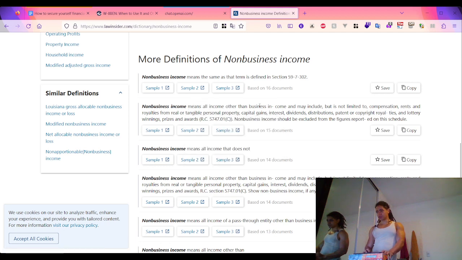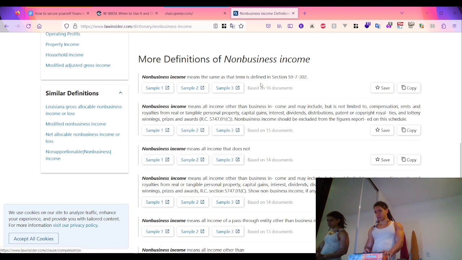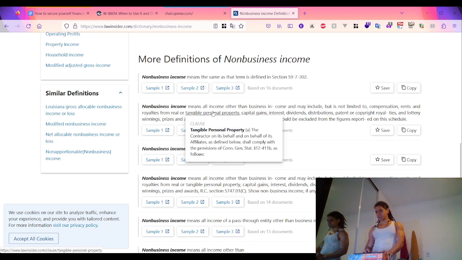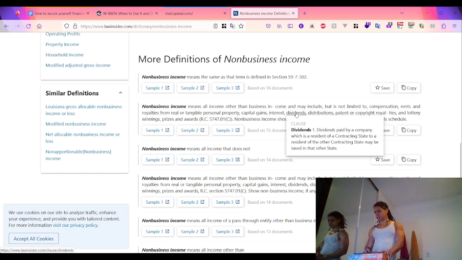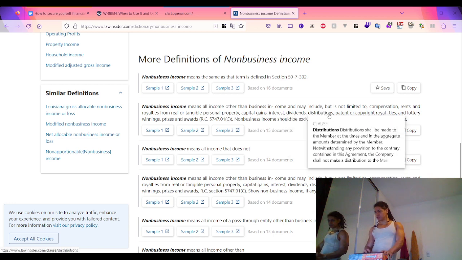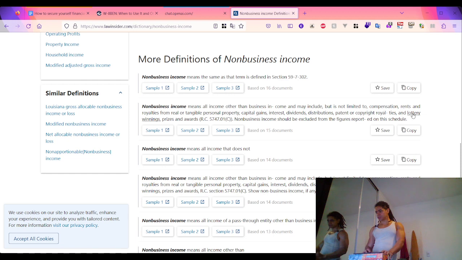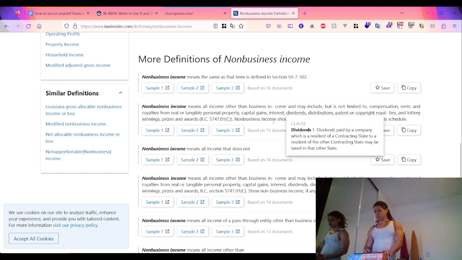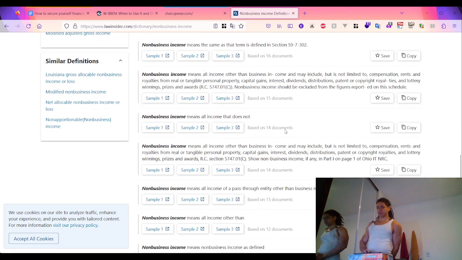Non-business income means all income other than business income, and may include, but is not limited to, compensation, rent and royalties from real or tangible personal property, capital gains by a resident of a contracting state from alienation, interest, dividends, distributions, patents or copyrights, royalties, and lottery winnings. Non-business income should be excluded from the figure reported on this schedule. It means all income other than business income.